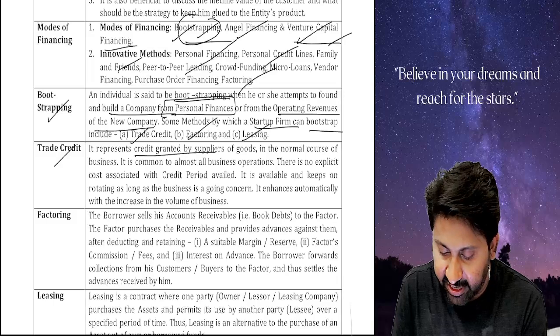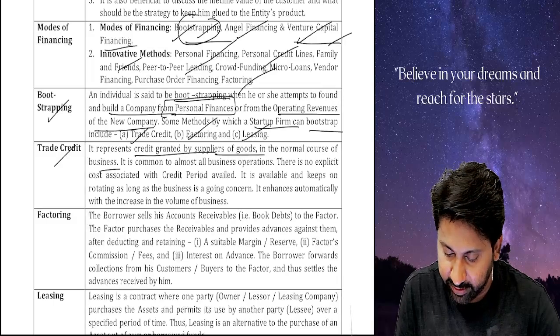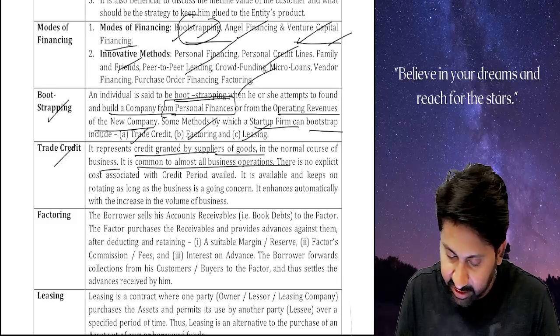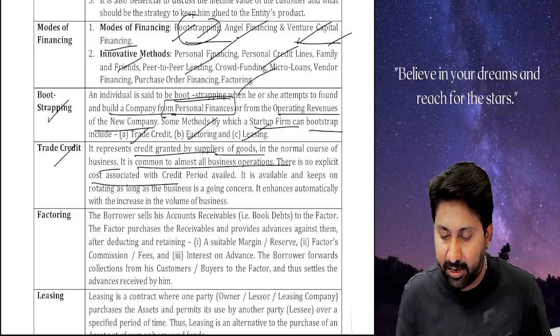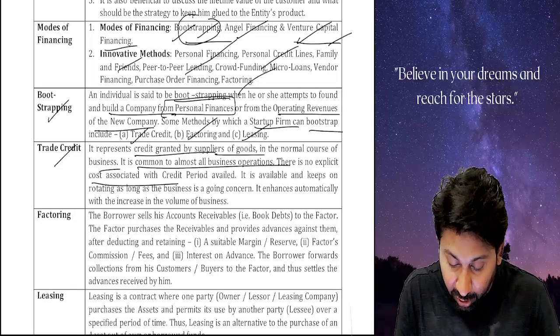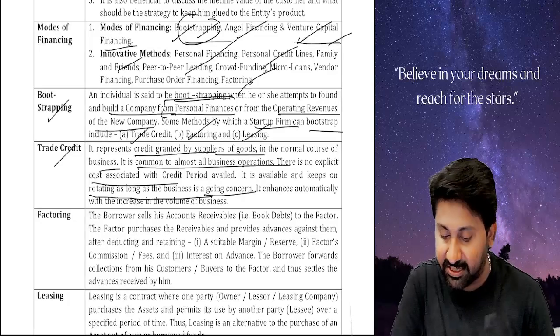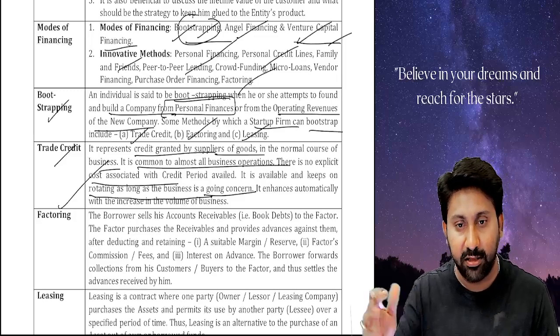It represents credit granted by the supplier of goods in the normal course. It is common in almost all businesses. There is no explicit cost associated with the credit period available. It is available and keeps on rotating as long as the business is a going concern. Just now I told you, that is the one.